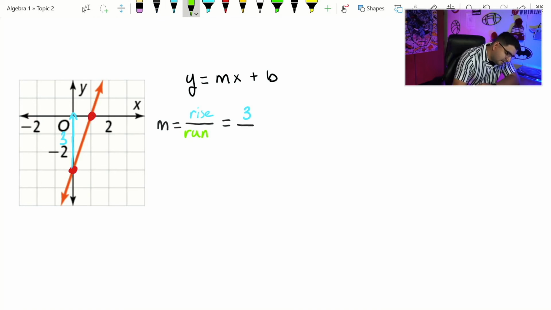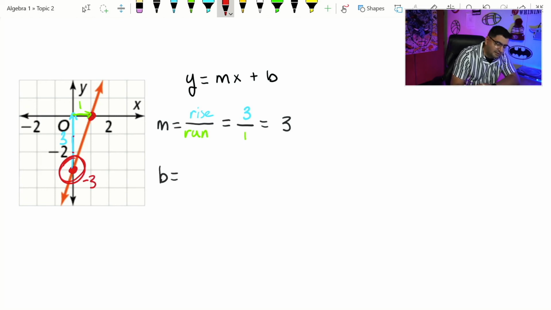Over, it goes to the right 1 space, making my slope 3/1, which is simply 3. Next we want to find the intercept, which again is the point where my line crosses the y-axis, which in this case is here. Counting spaces, that's -1, -2, -3. It crosses the y-axis at -3, which makes my y-intercept -3.